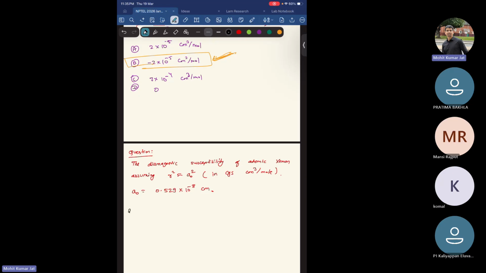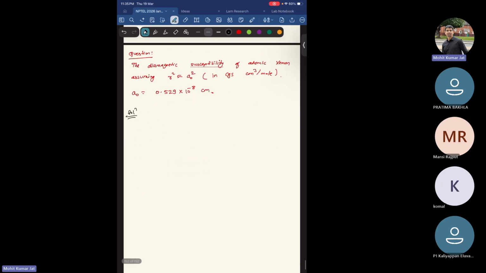So the solution lies in the class notes. As you can follow in the class notes, the molar susceptibility chi molar will be minus Z, where Z is the atomic number, e square by 6 m c square, times Avogadro number, times the expectation value of r square.